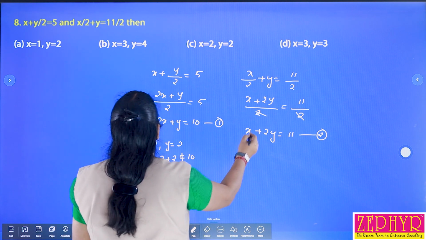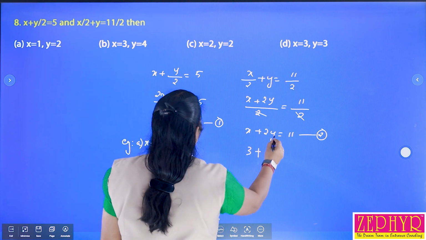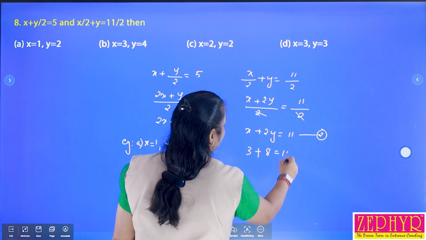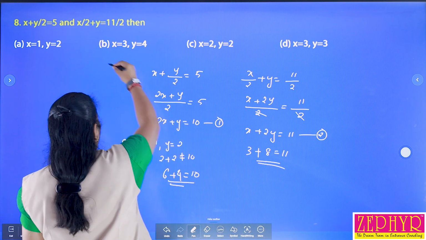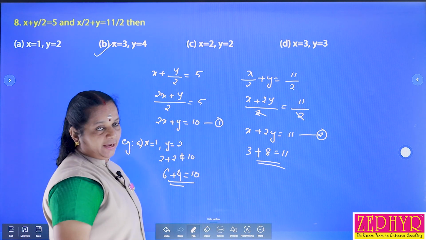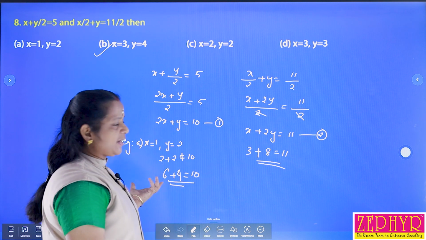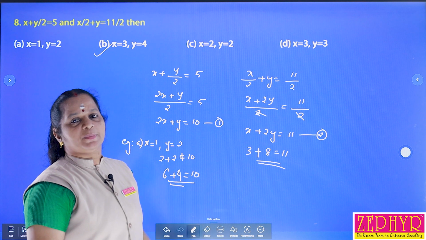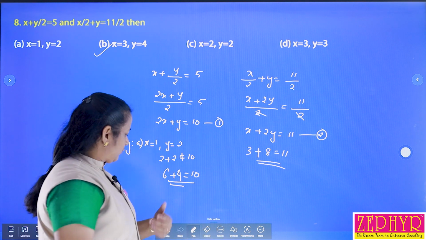Put the values here, it is 3 plus 2 into 4, 8, that's equal to 11, that's also the right answer. So we can choose answer option B. That is the easiest way to find the solution for two given equations. Otherwise we can solve this using the elimination method, substitution method, or cross multiplication method, whatever you know.